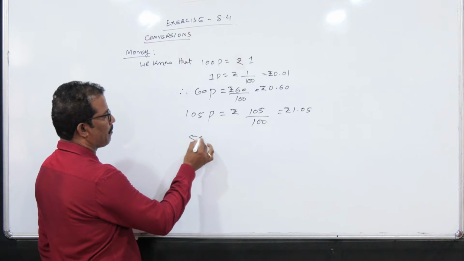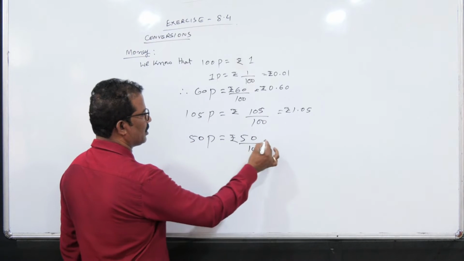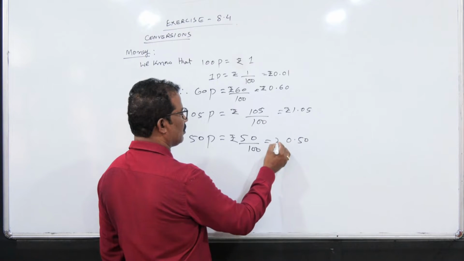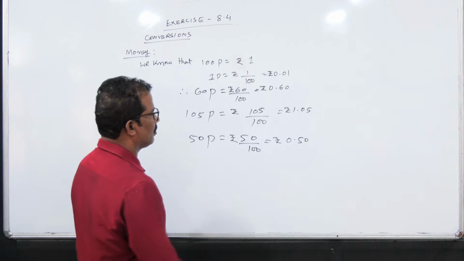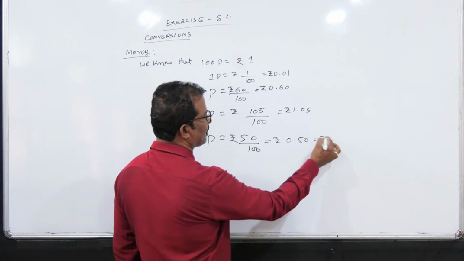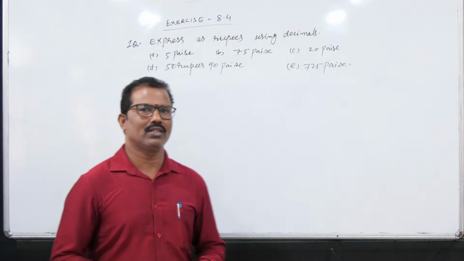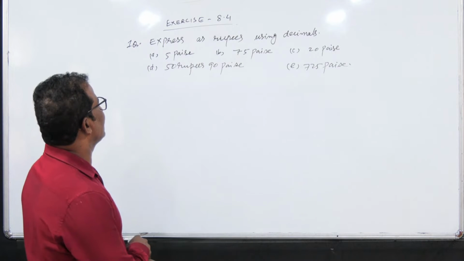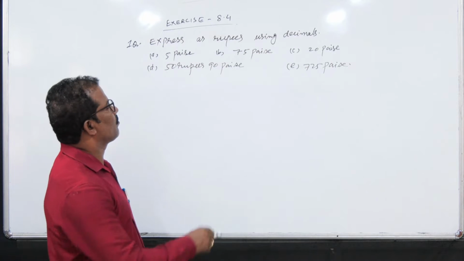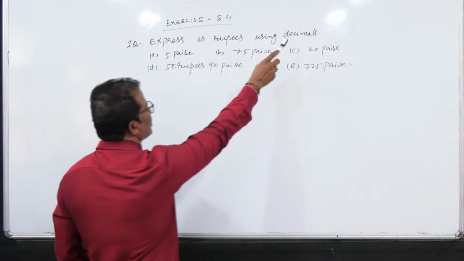See, suppose 50 paise is equal to 50 by 100 rupees, which is equal to 0.50 rupees. In the last place after the point, if there is a 0, we can omit it and write simply 0.5. Okay. Students, now you see the first question of this exercise 8.4, that is, express as rupees using decimals. So we have to express the given units into rupees only, using decimals.